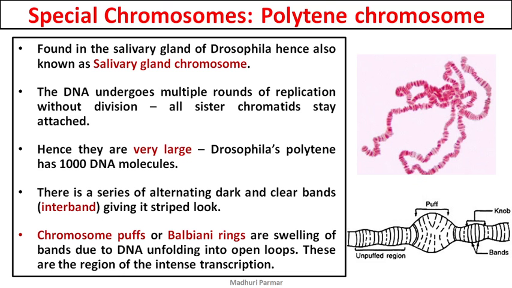There are two special chromosomes which I would just like to mention briefly. There are some chromosomes called polytene chromosomes. These polytene chromosomes were found in the salivary gland of Drosophila. I'll tell you what Drosophila is.